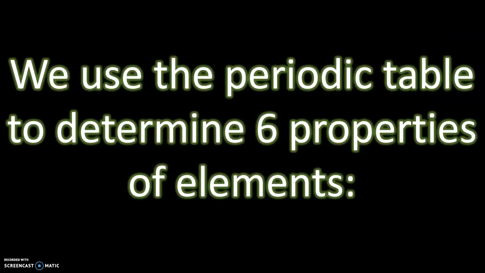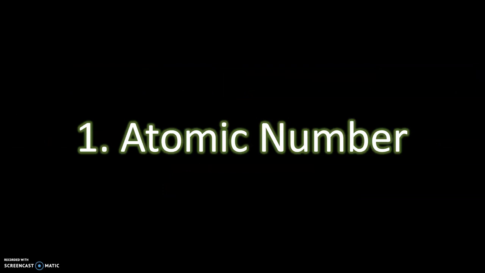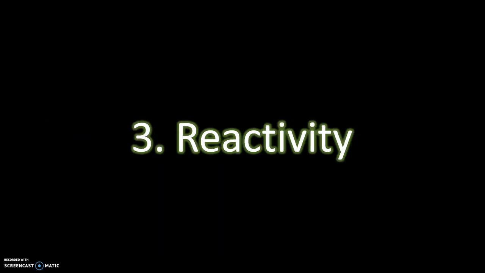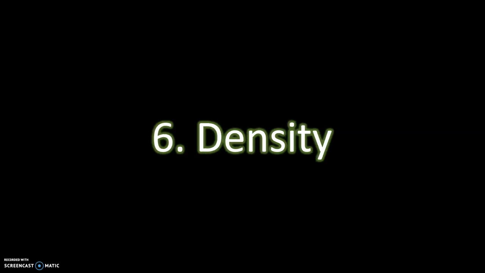So we use this periodic table to determine 6 properties of elements. The first property that we determine is the atomic number. The second property is the number of protons. The third property is reactivity. And the fourth property is electronegativity. The fifth property is mass. And the sixth property is density. Now, we will not be spending a lot of time on all of those, but there are a few that you will learn more than others.